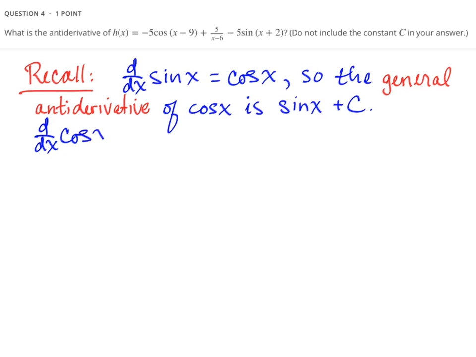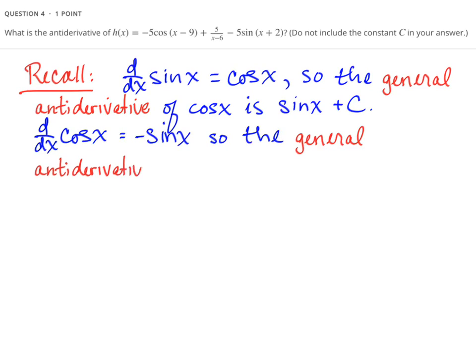And the other one is the derivative of the cosine of x is negative sine of x. So that tells us the general antiderivative of negative sine of x has to be cosine of x plus c. And these are different c's, obviously. So now let's put it all together. The 3 different antiderivative formulas, we'll put them all together.